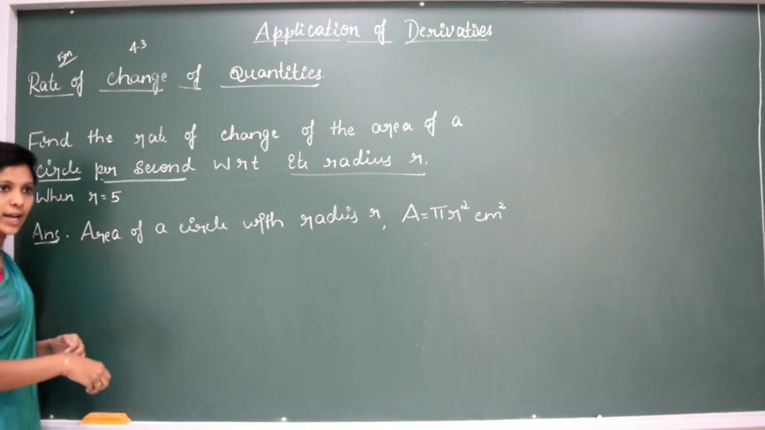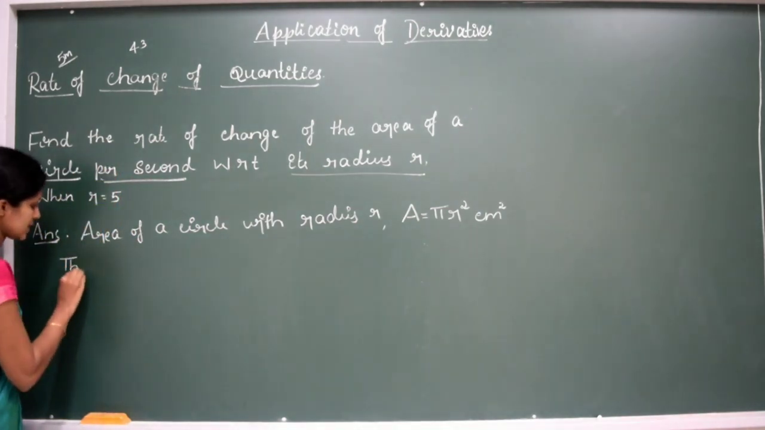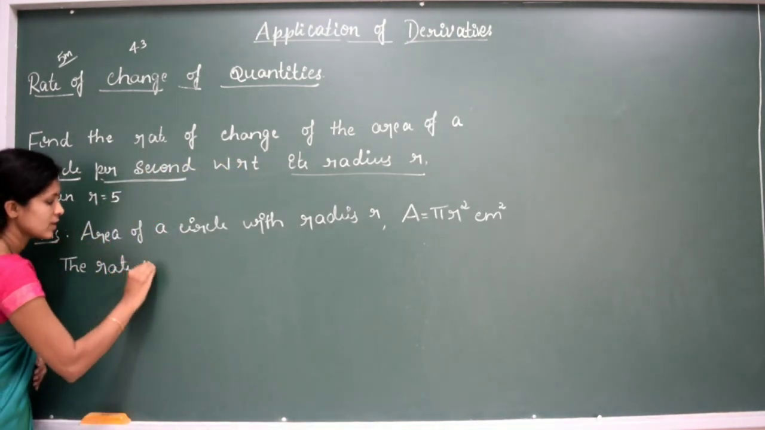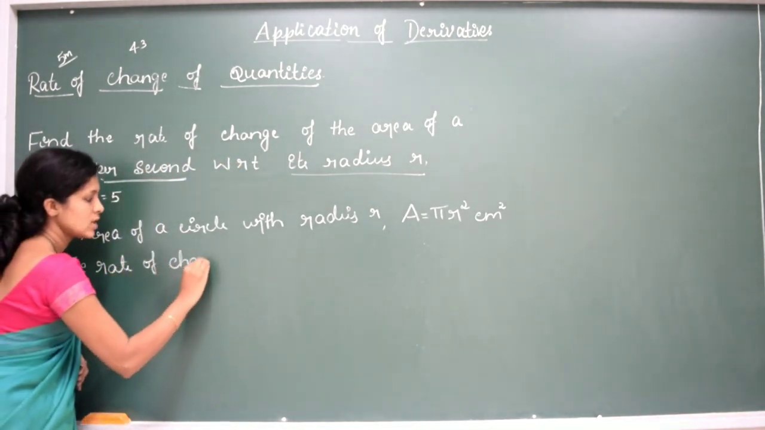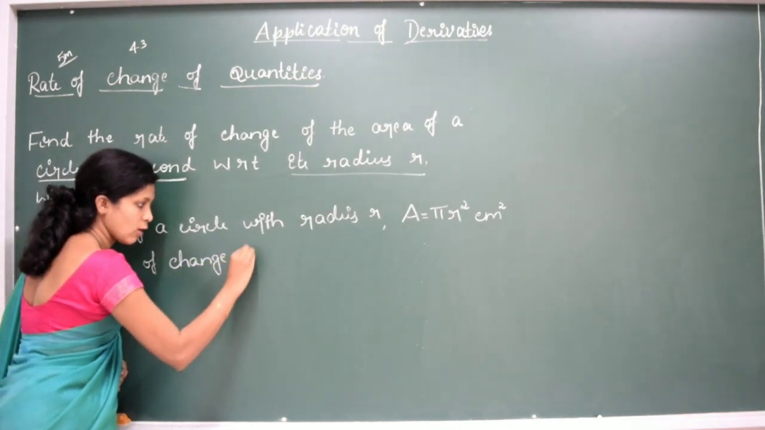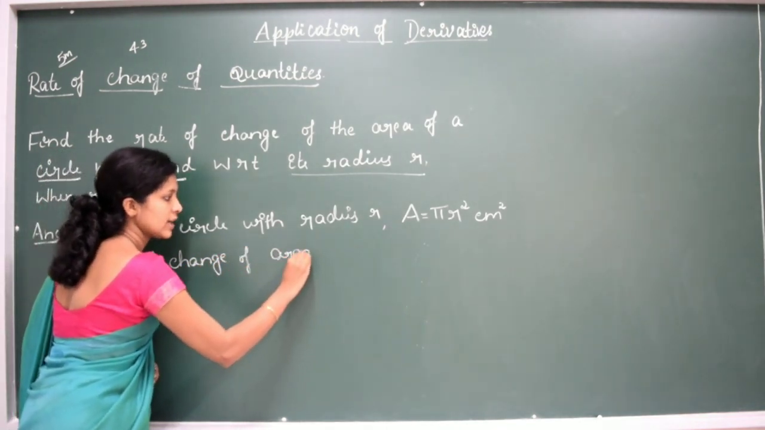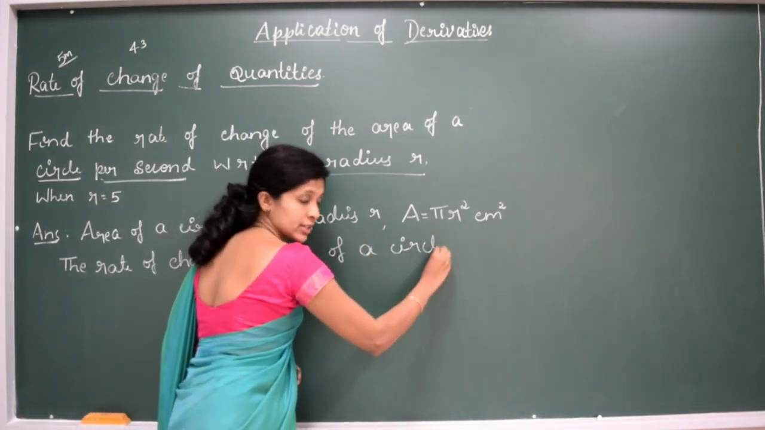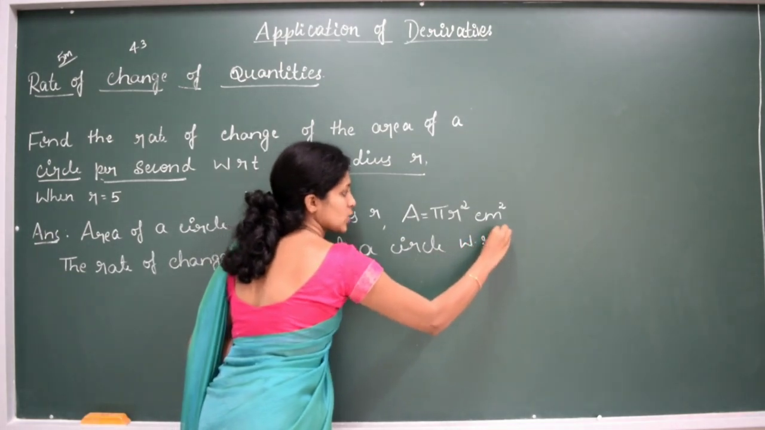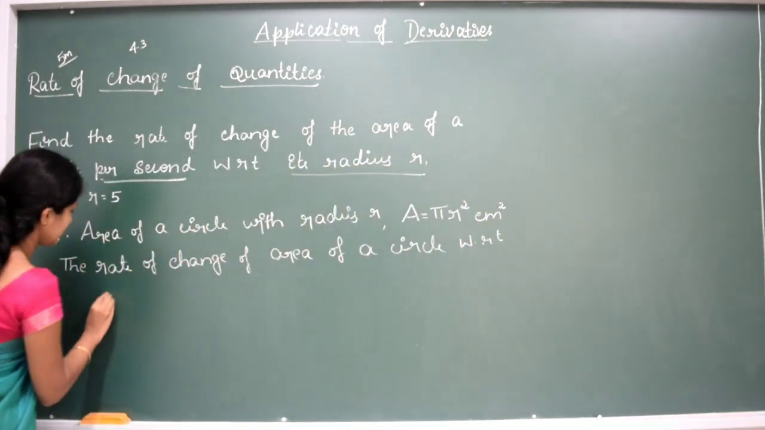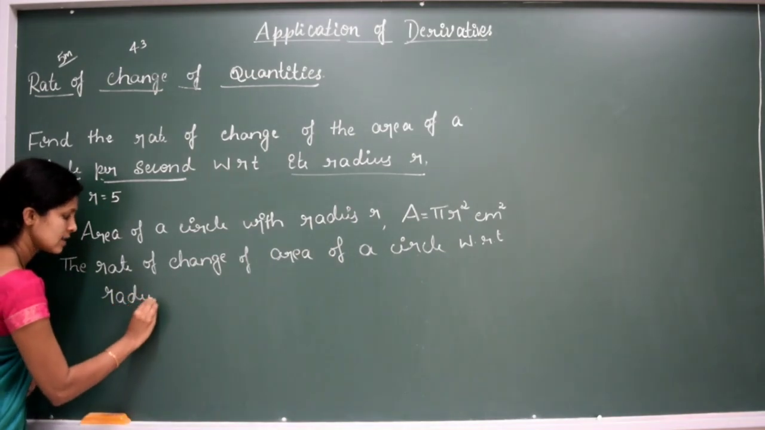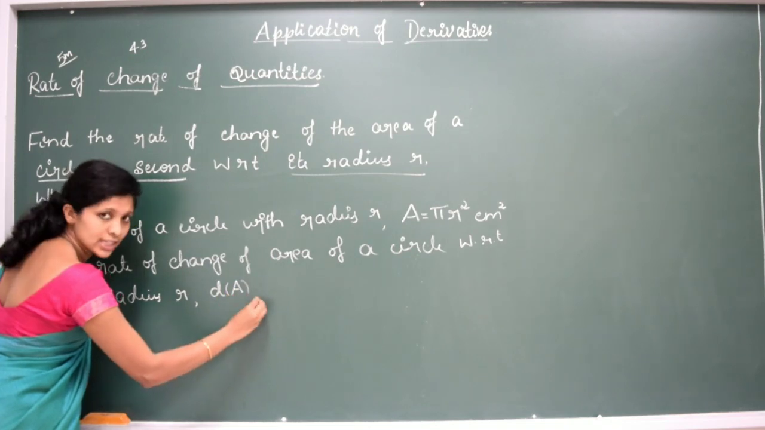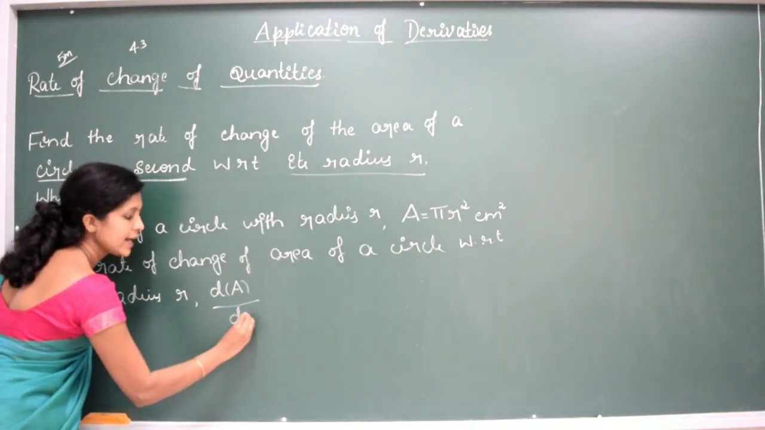Now next what you have to write? The rate of change of area of a circle with respect to the radius r is given by dA by dr. Area of a circle with respect to the radius r, dA by dr.